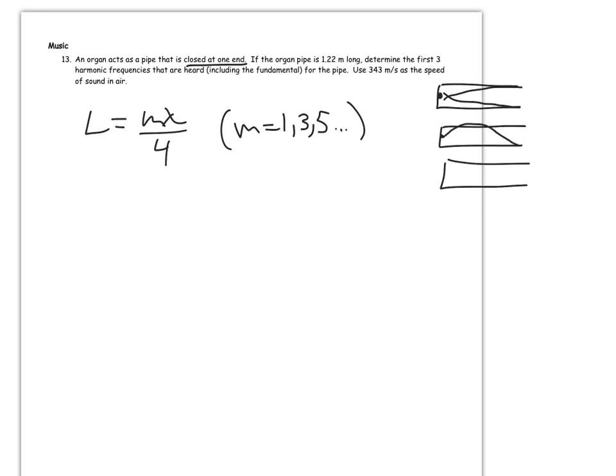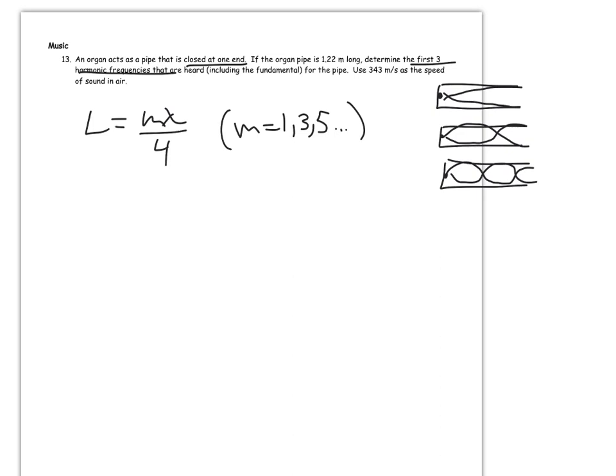So there's your first harmonic, which is a quarter wavelength. Your next one is 3/4. Your next one is 1 1/4 wavelength. So it looks something like that. So that's what we're dealing with this organ. We know the pipe is 1.22 meters long, and we want to determine the first 3 harmonic frequencies.